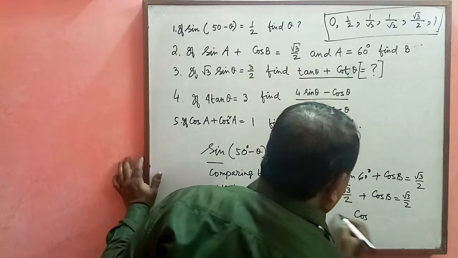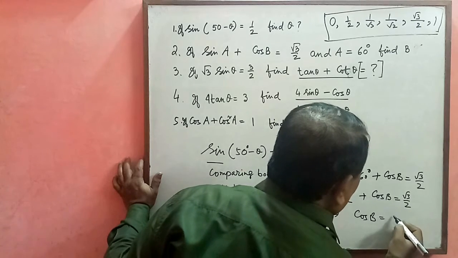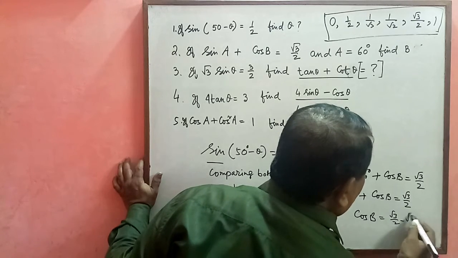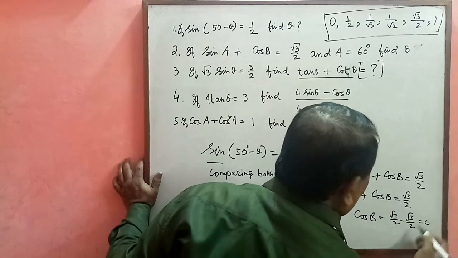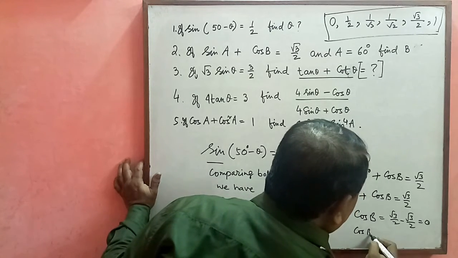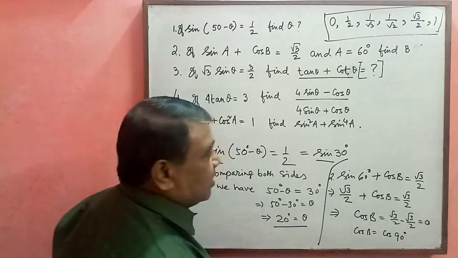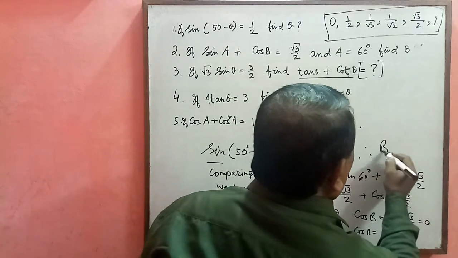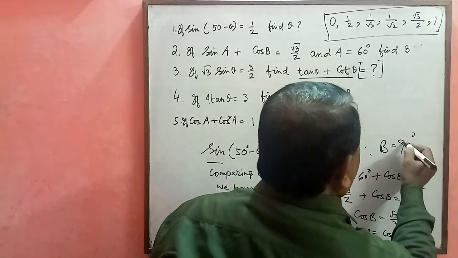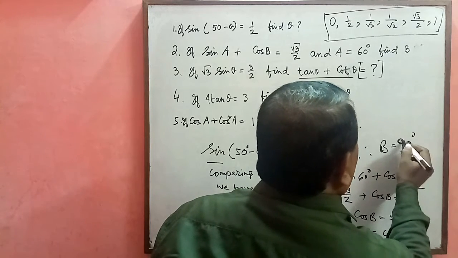Therefore, cos B is equal to root 3 upon 2 minus root 3 upon 2. It is 0. Therefore, cos B is equal to cos 90 degree, because cos 90 degree is 0. Therefore, B is equal to 90 degree. This is the answer, 90 degree.